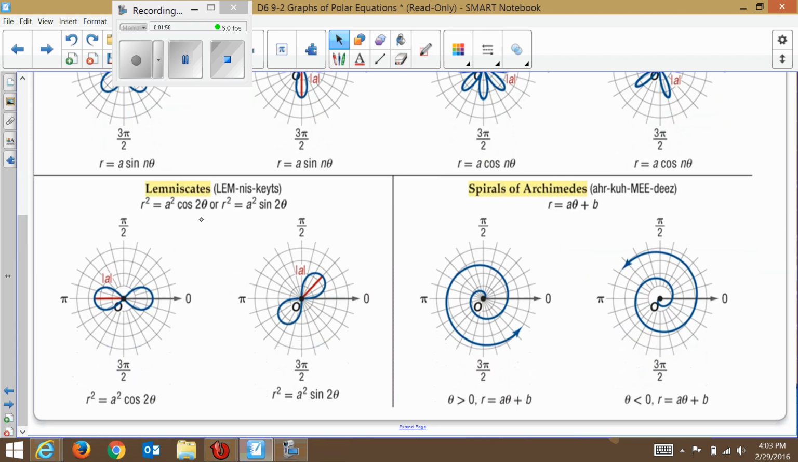Now, we have these other ones, lemniscates. That looks like a sideways 8, and then the spiral of Archimedes will look like this. So these are different types of curves.